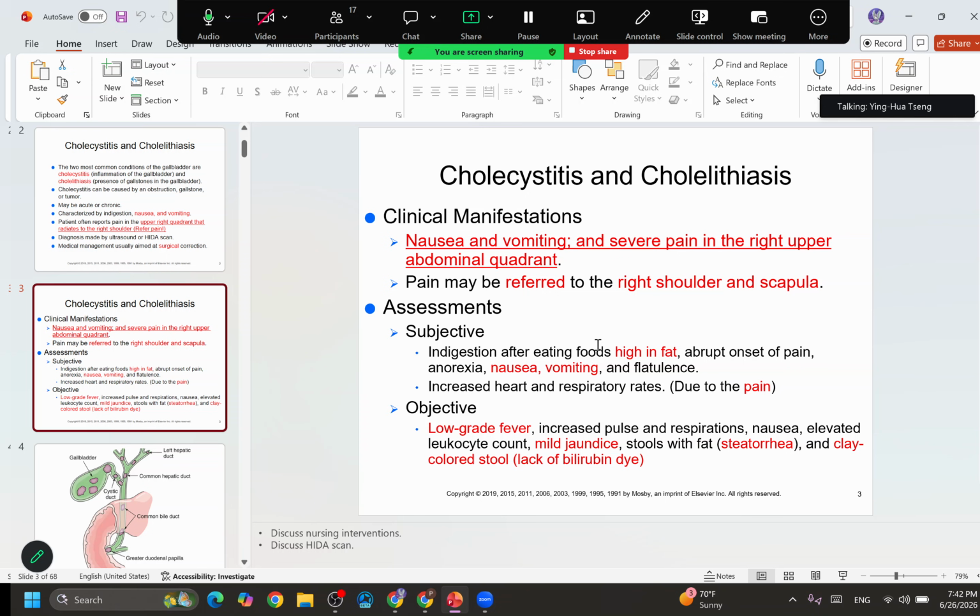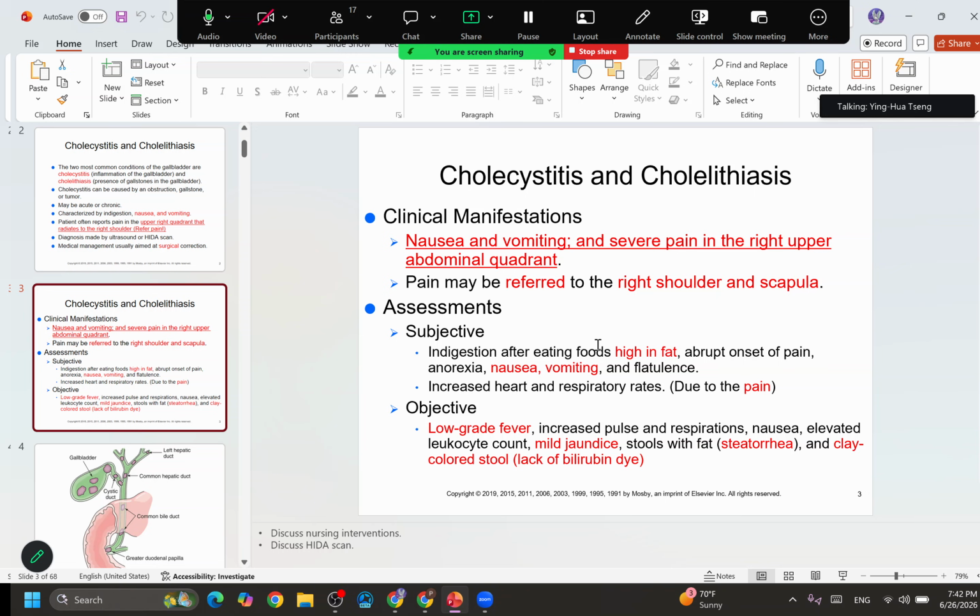So here's the problem. When your gallbladder is blocked, the duct is blocked, or either way there are too many stones inside, the bile is inside there and the gallbladder tries to squeeze some bile out. But unfortunately, when you ingest food, like high-fat food, it triggers the gallbladder, which needs to squeeze the bile out.